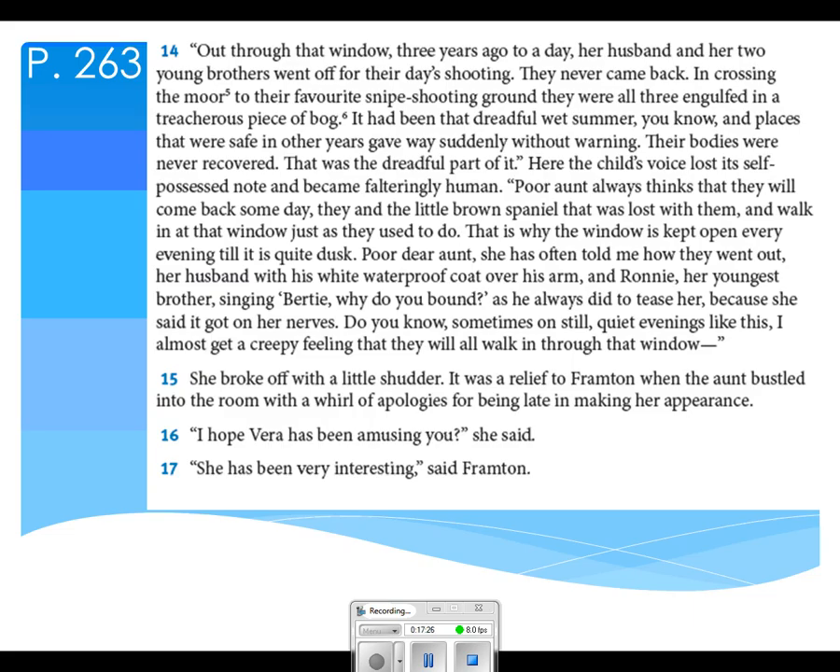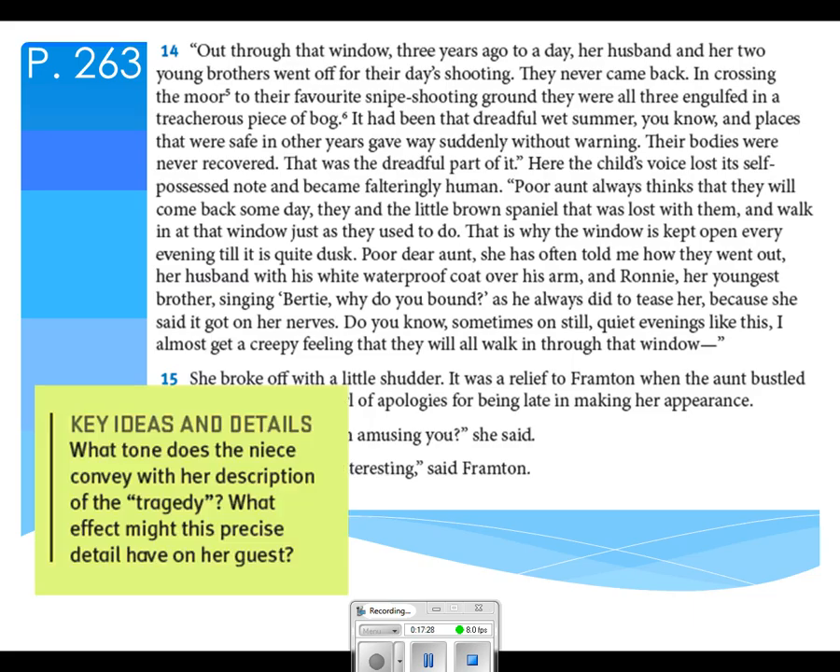See on page 263, there's one key ID and detail we're going to go ahead and take care of. Grant, could you read that one for us? What tone does the niece convey with her description of the tragedy? What effect might this precise detail have on her guest?